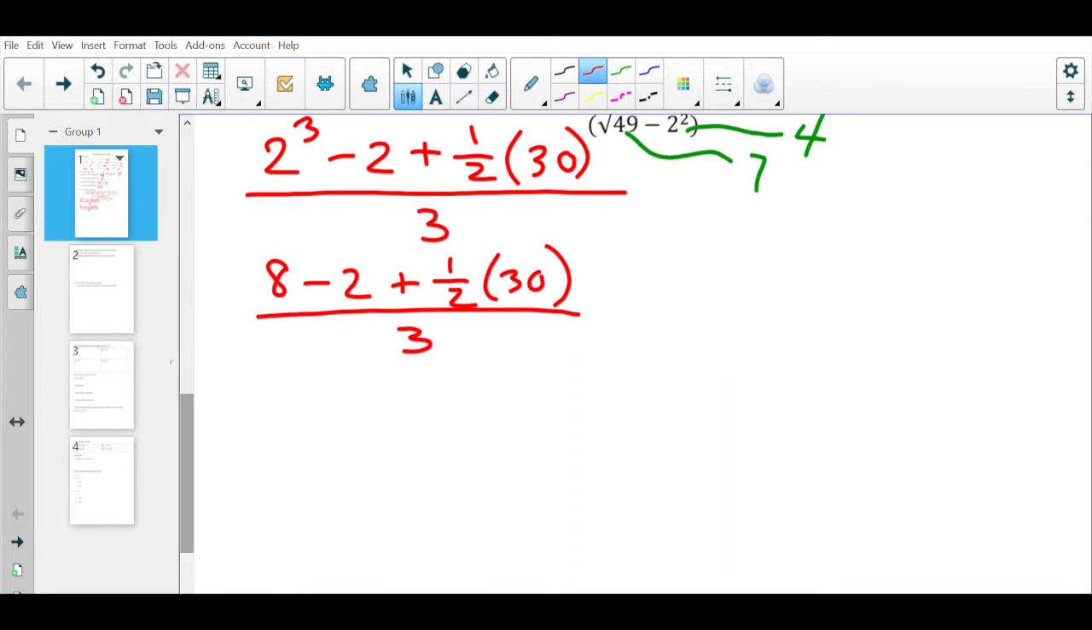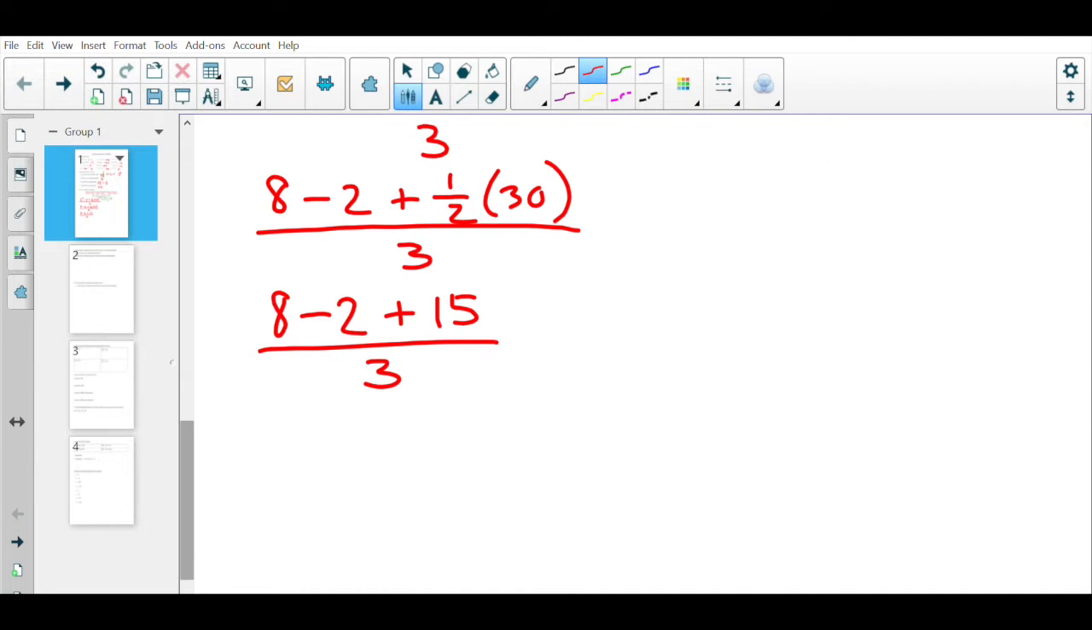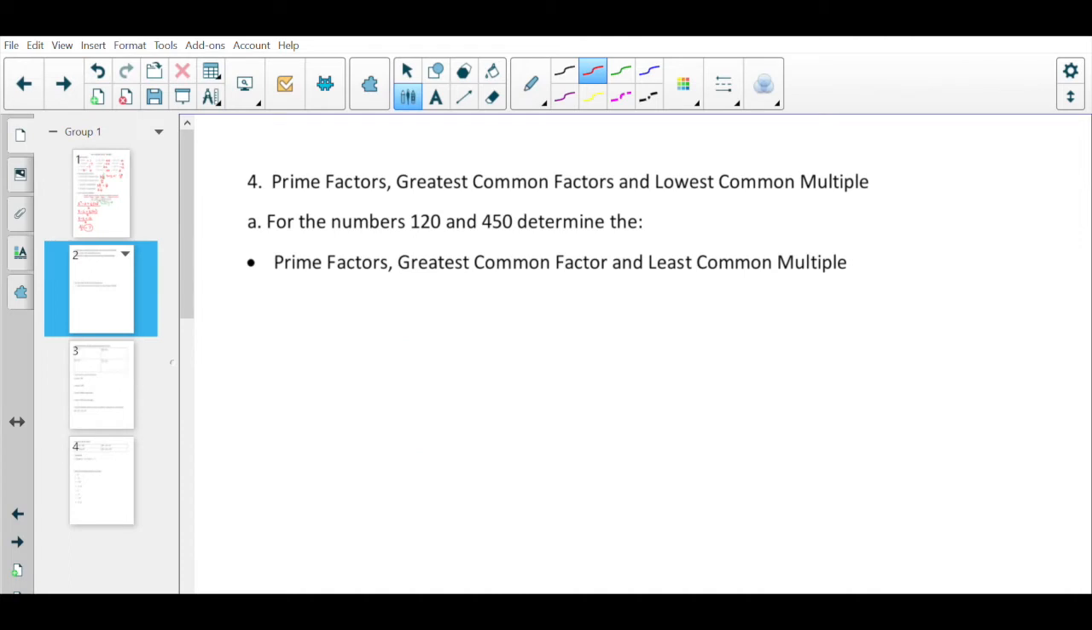Yes, we do. We have this 1/2 times 30. So let's rewrite everything. 8 minus 2 plus 1/2 times 30 is 15, over 3. And we're left with some addition and subtraction in the numerator. Let's fix that first. 8 minus 2 is 6 plus 15 is 21. And we're left with 21/3, and that is just equal to 7. There you go, BEDMAS problem. On to the next page.